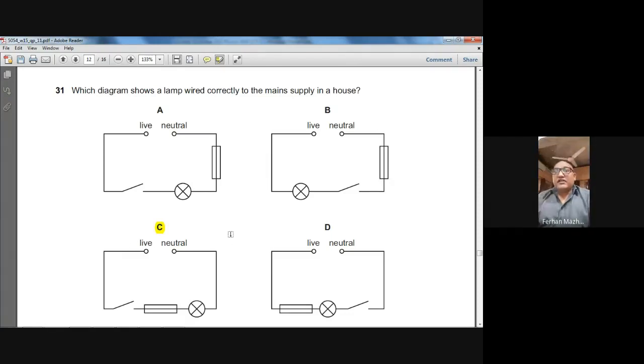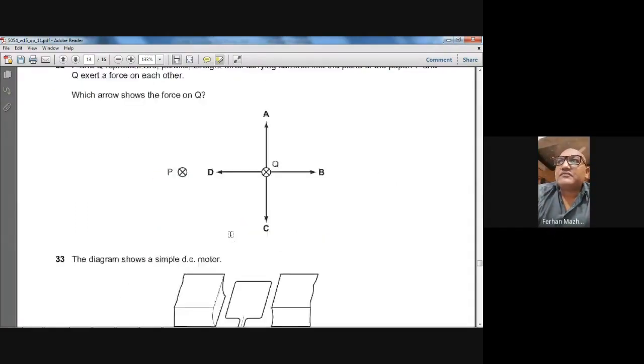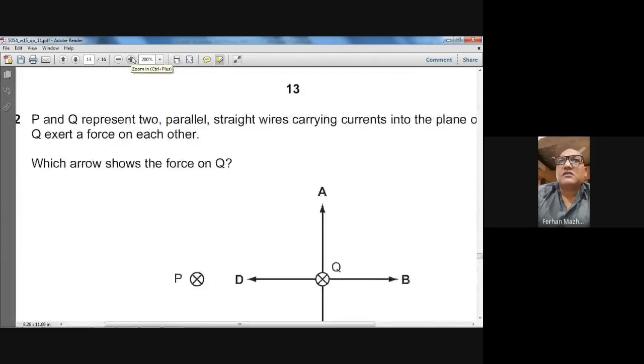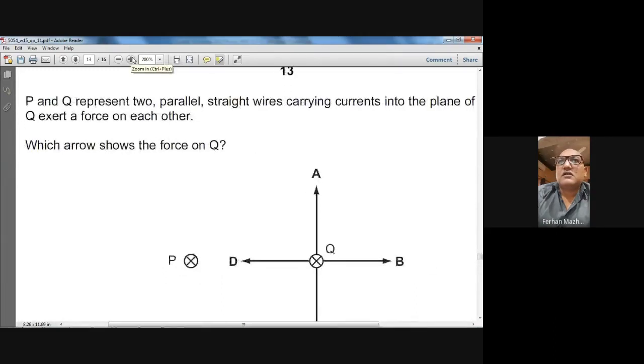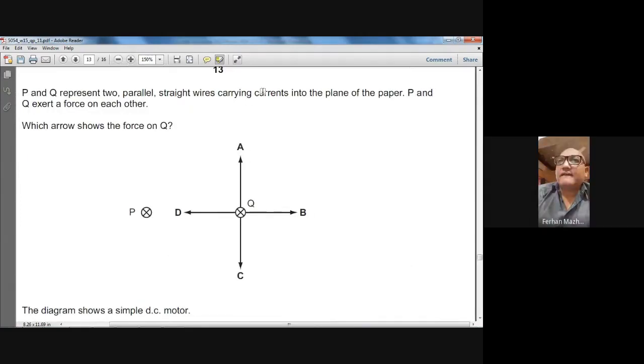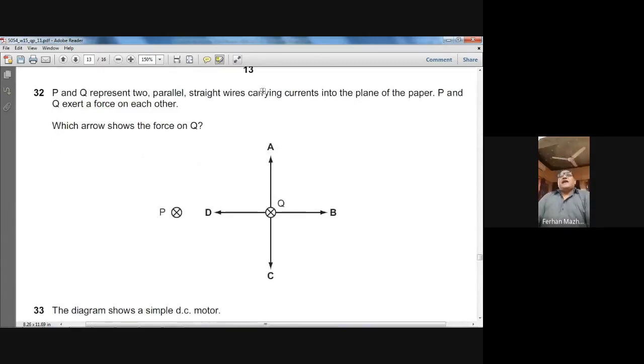Question number 31. C is the right option. I'm telling you from the marking scheme, C is the best option. Okay, need to reduce the size. P and Q represent two parallel straight wires carrying currents into the plane of the paper. P and Q exert a force on each other. Which row shows the force on Q?